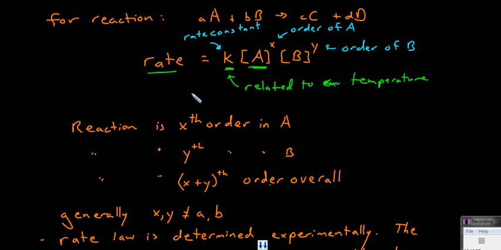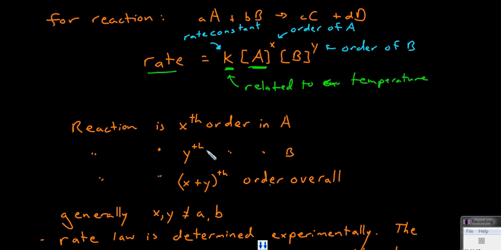And so we can say that the reaction is X order in A. So for example, if X were 1, we would say it's first order in A. And then if Y were equal to 2, we would say the reaction is second order in B. And we would say that the overall reaction is X plus Y, or 1 plus 2, third order overall.